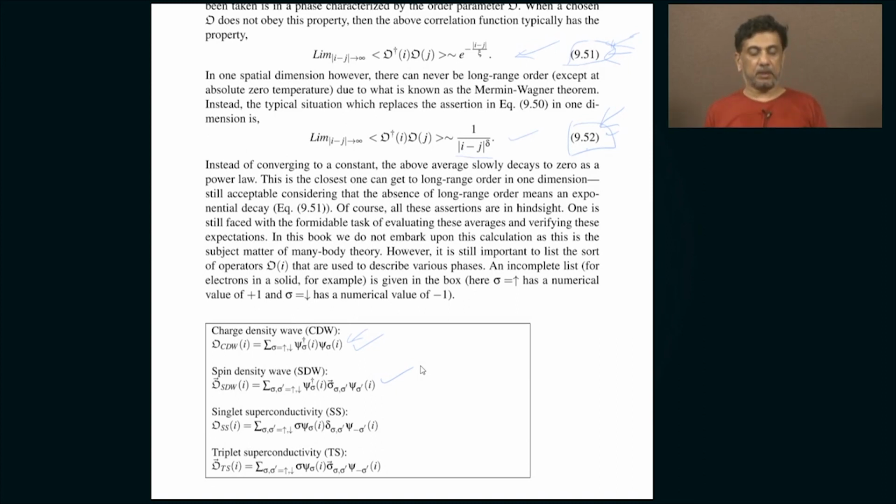However, you do not have to necessarily first destroy and then create. That means your order parameter does not have to conserve the number of electrons. In superconductivity, there are order parameters that do not conserve the number of electrons. As you very well know, superconductivity is described by Cooper pairs. See, in these first two examples, you are actually creating an electron hole pair.